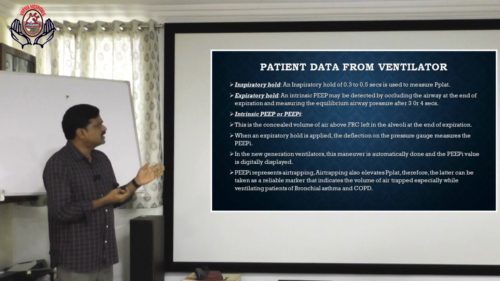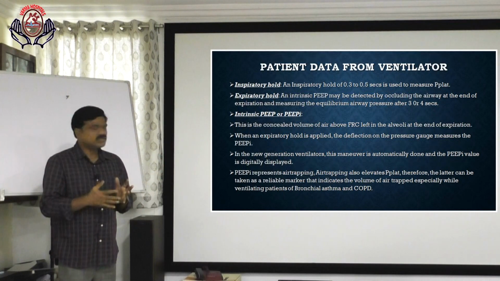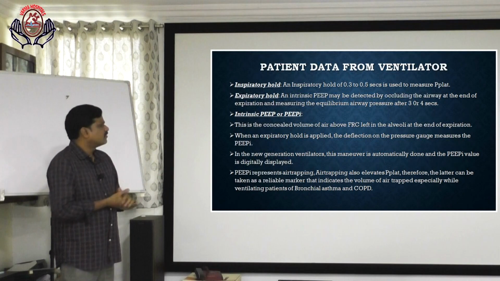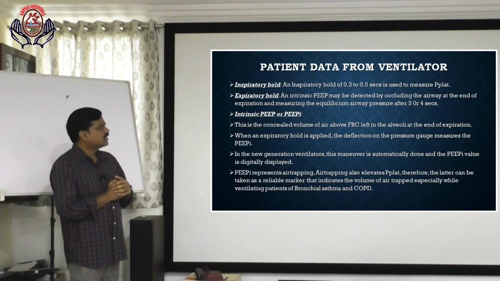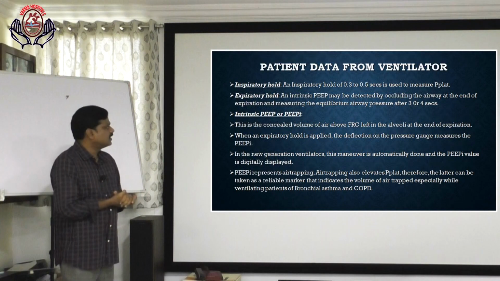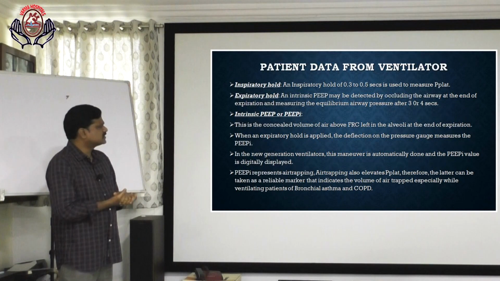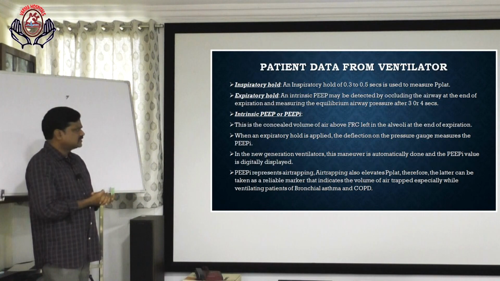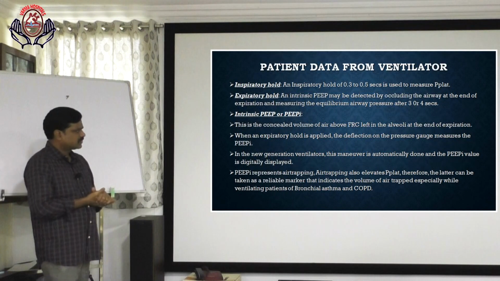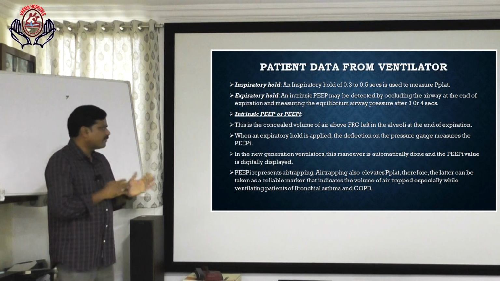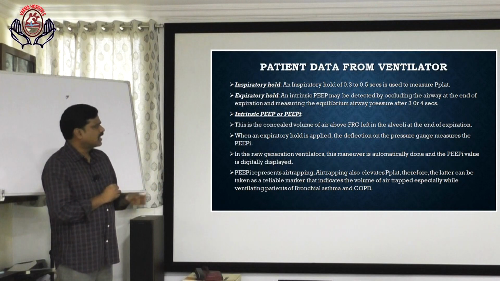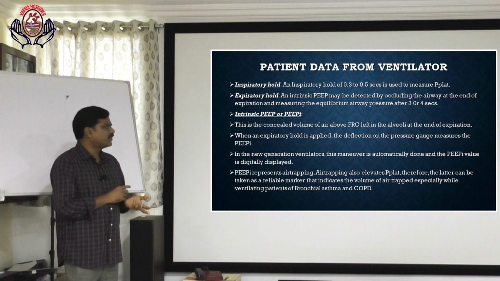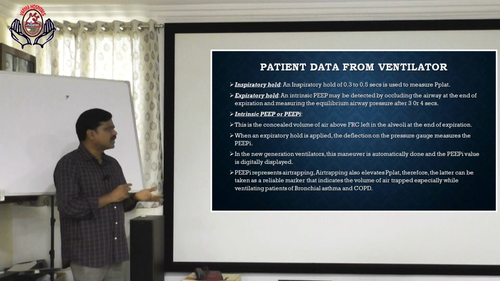This is the concealed volume of air above functional residual capacity of the patient left in the alveoli at the end of expiration. When the expiratory hold is applied, the deflection on the pressure gauge measures the intrinsic PEEP. In the new generation ventilators, this maneuver is automatically done and the intrinsic PEEP value is digitally displayed. Intrinsic PEEP represents the air trapping. Air trapping also elevates P-plat, and therefore the latter can be taken as a reliable marker that indicates the volume of air trapped, especially while ventilating patients with bronchial asthma and COPD.